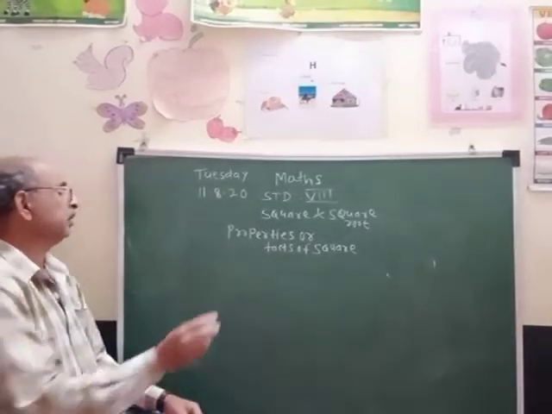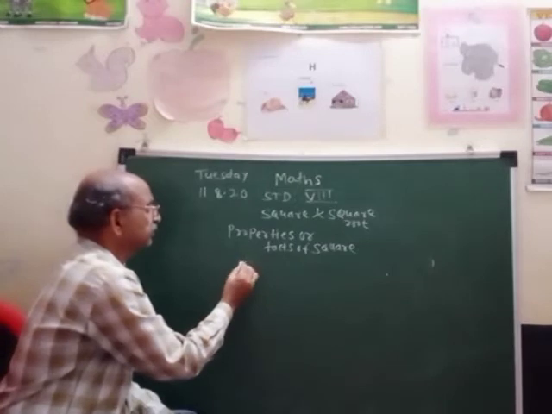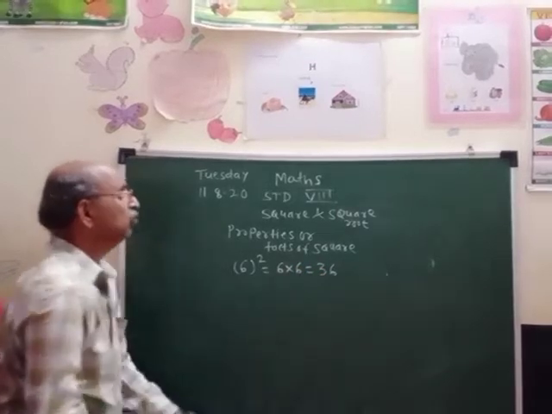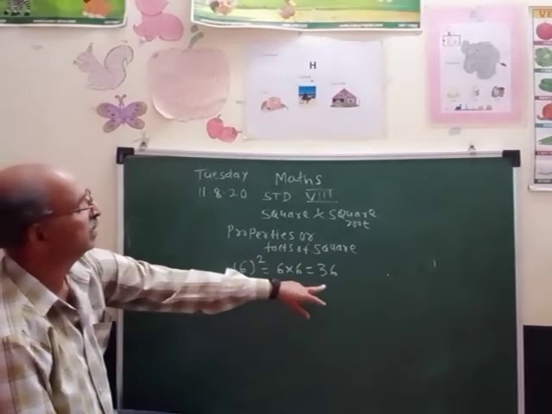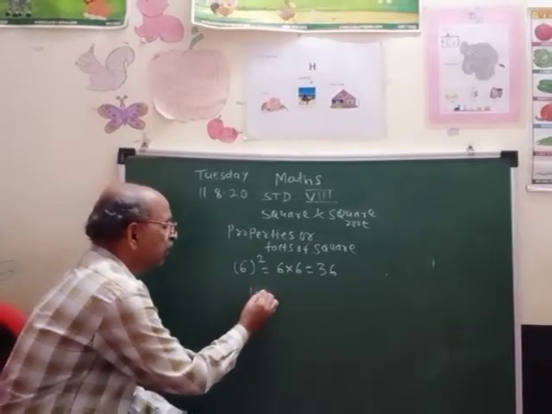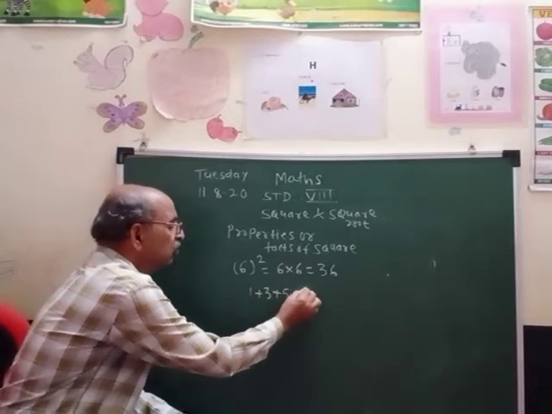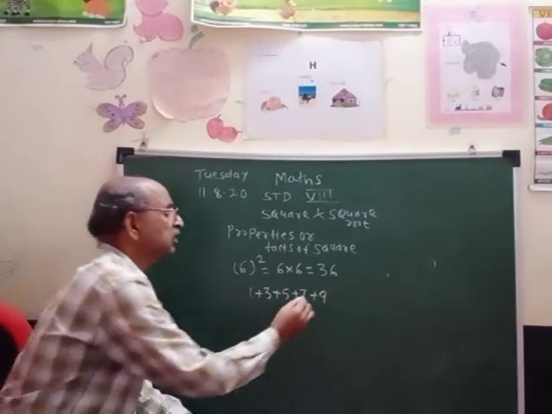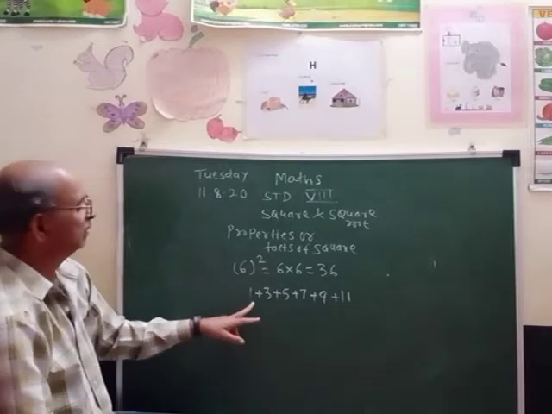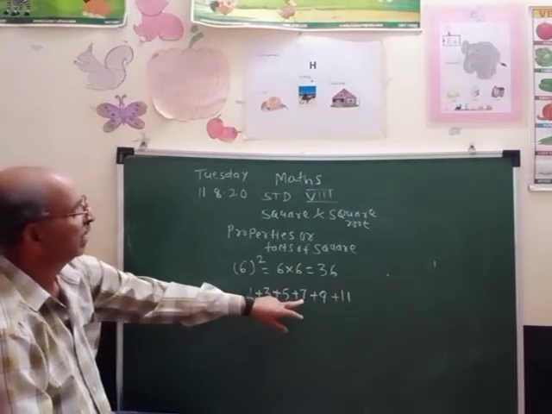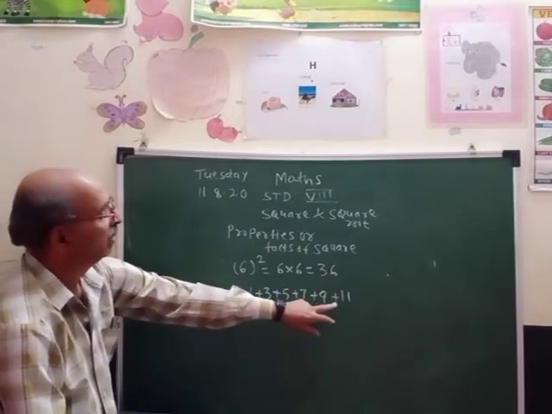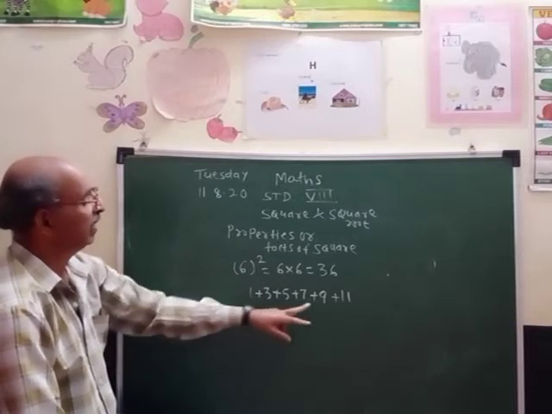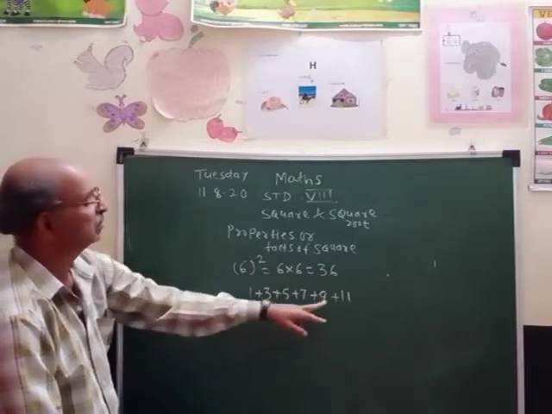Now one more, I will show you how this property is correct or how it is proved. If we see 6 square, 6 square is 6 into 6, 36. So we have to show that the addition of the first odd numbers comes to 36. The first odd number is 1, then 3, then 5, then 7, then 9, then 11. So if we add these, 1 plus 3 is 4, 4 plus 5 is 9, 9 plus 7 is 16, 16 plus 9 is 25, 25 plus 11 is 36. So the square of any natural number is equal to the sum of the first n odd numbers. So 36 is equal to the addition of these first n odd numbers.